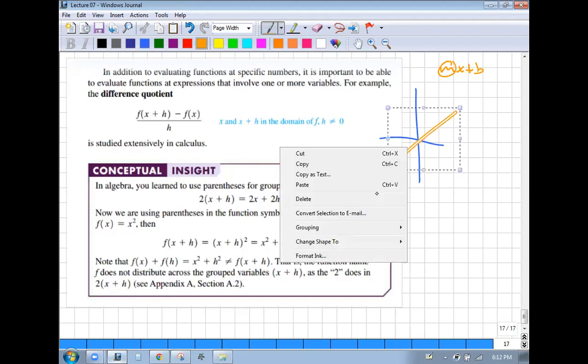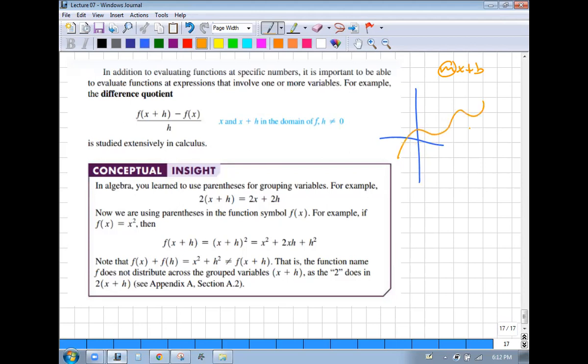But what if you have something like this? Well, the slope is different everywhere, right? So if you have, let's say this is f of x, what you want is another function called f prime of x that tells you the slope everywhere. We need to know the slope.